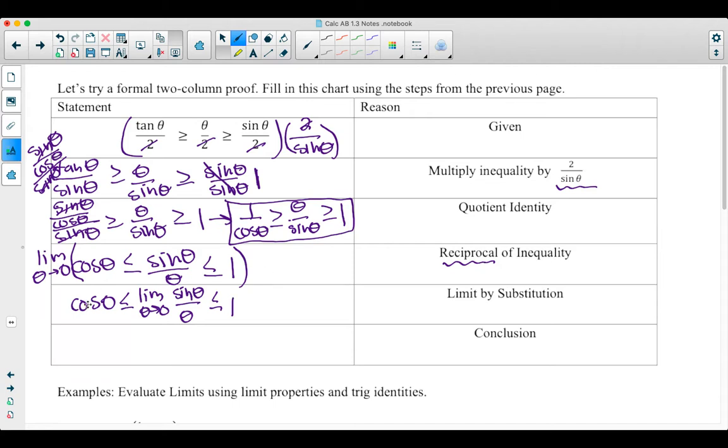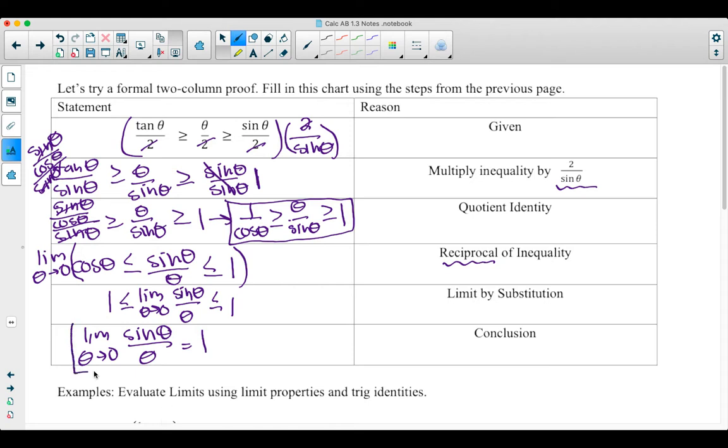Now, if we simplify this, cosine of 0 is actually 1. So as you can see here now, the limit as theta approaches 0 of sine theta over theta is between 1 and 1. So we have proven our squeeze theorem here. So by the squeeze theorem now, since the limit of this function is in between two of the same values after we found the limit, that means that is what that limit is equal to. So the limit as theta approaches 0 of sine theta over theta equals 1.